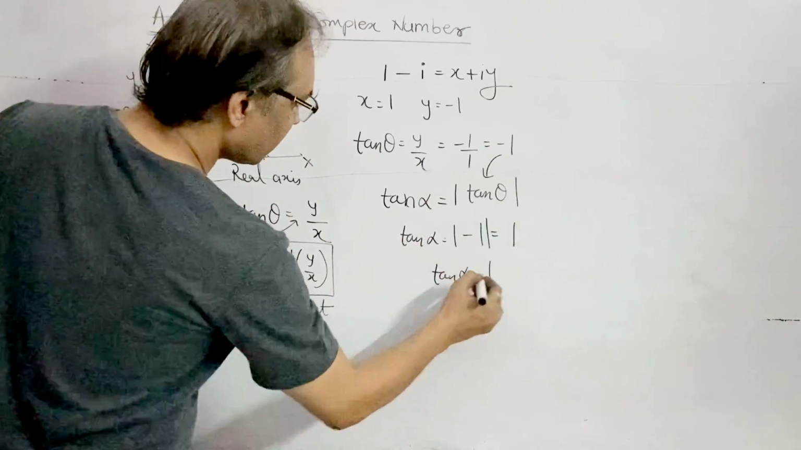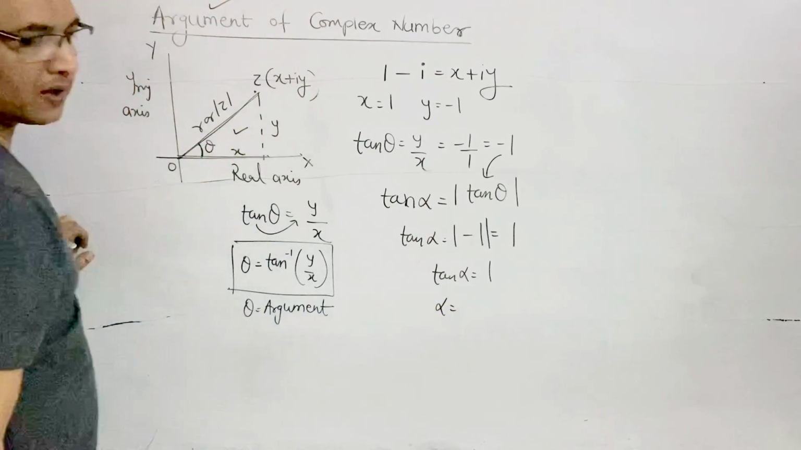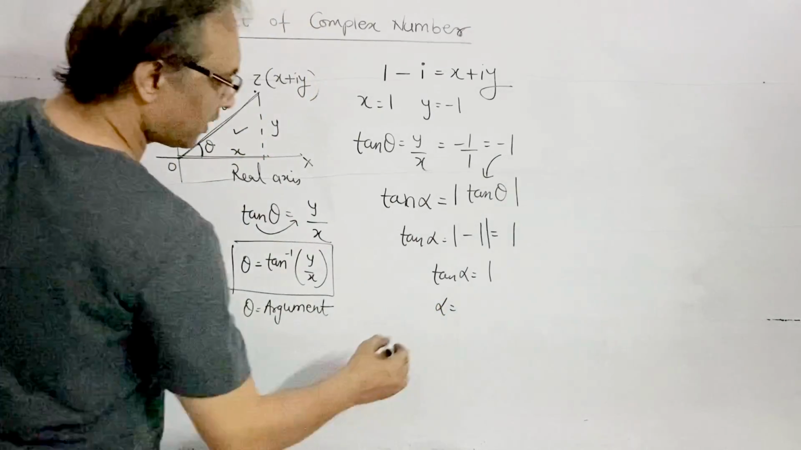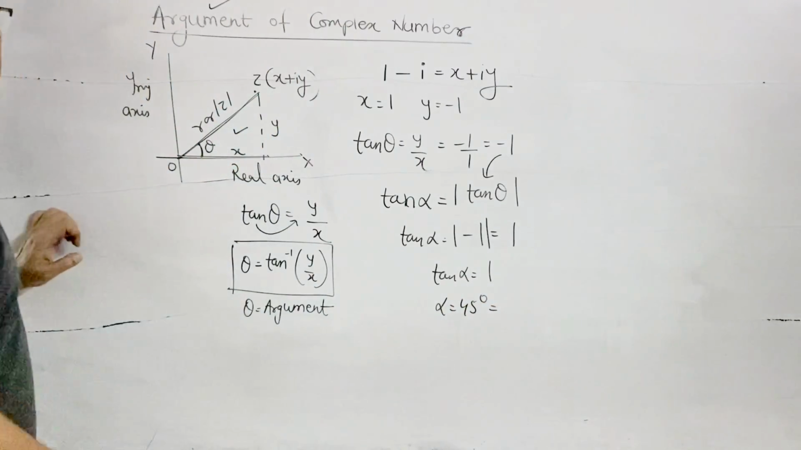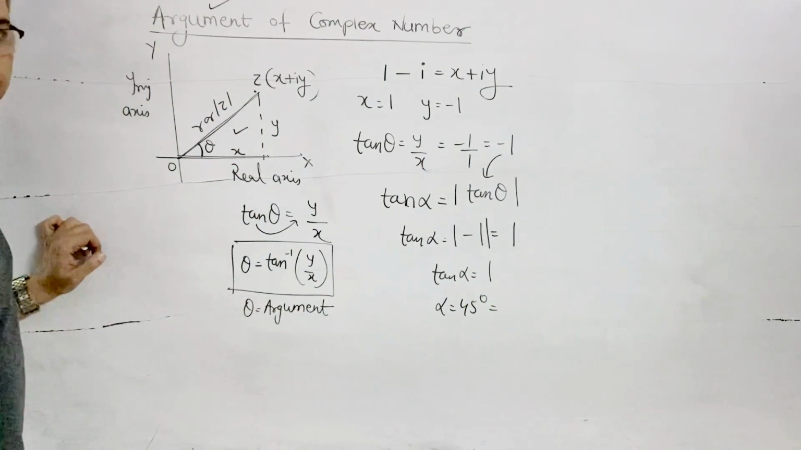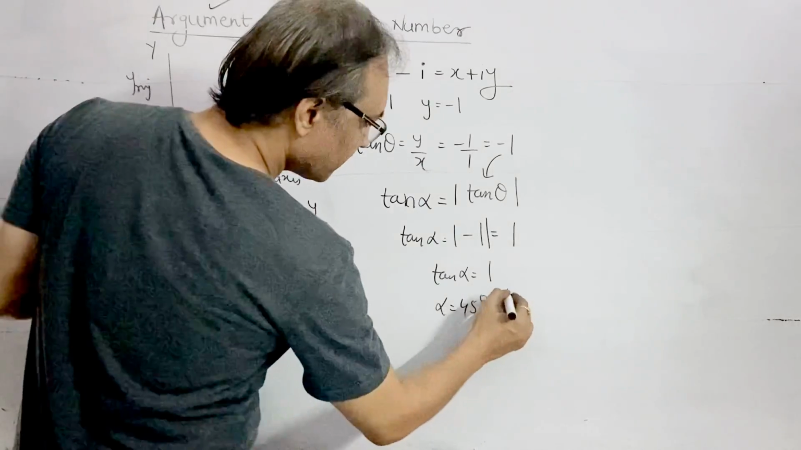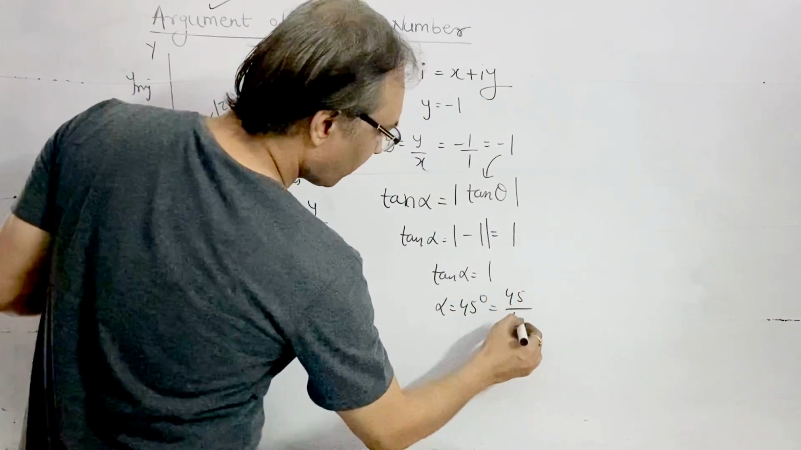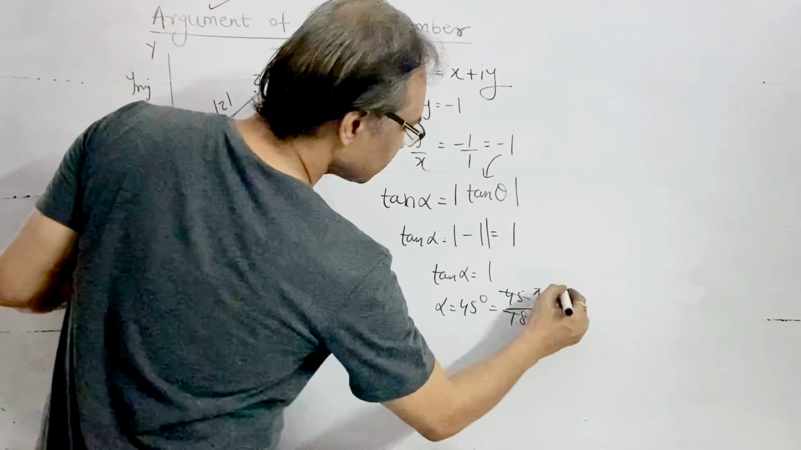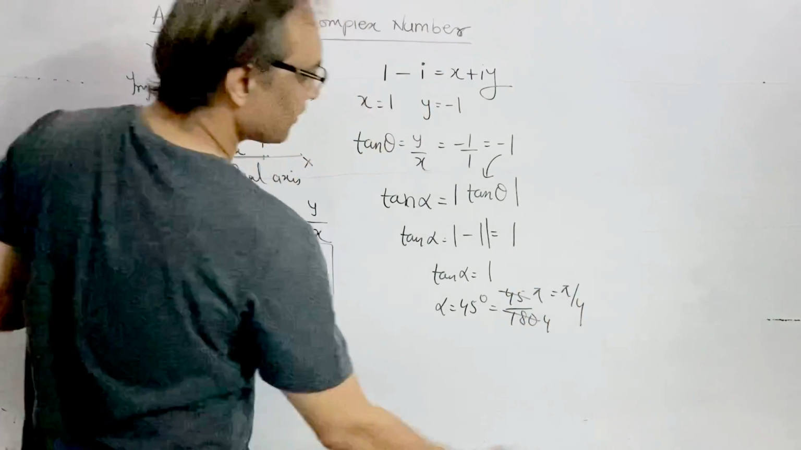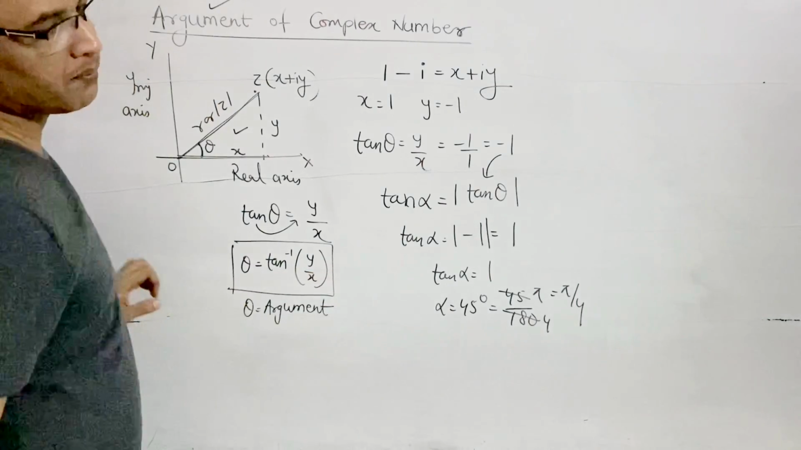Tan alpha is 1. Now you can find the value of alpha. You know that tan alpha is 1 at 45 degree. So the value of alpha is 45 degree. But you have to convert it into radian. To convert it into radian, we know the formula theta upon 180 into pi. Cancel it. This becomes pi by 4. So the value of alpha is pi by 4 radian.